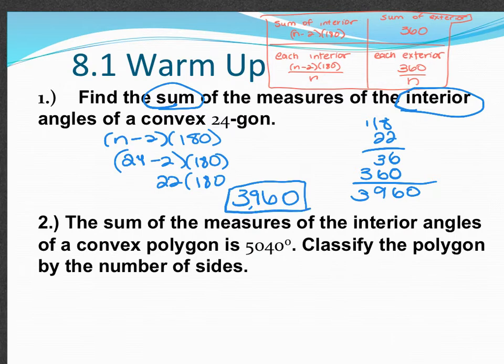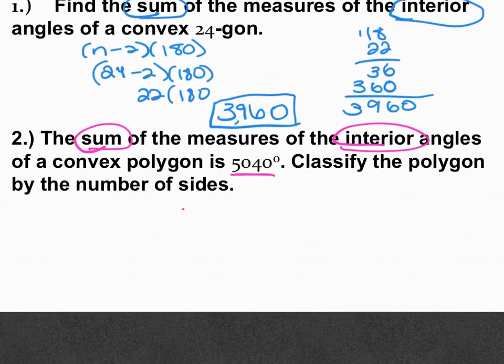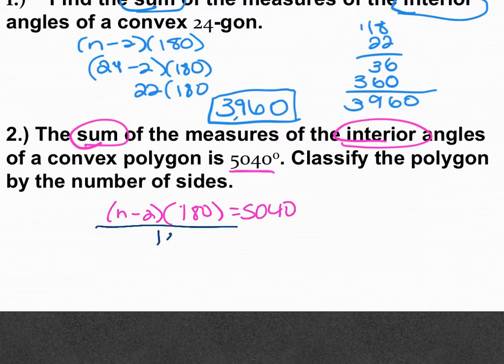Raise your hand if you got that one right. Okay, good. All right, then came the sum of the measures of the interior angles of a convex polygon is 5,040. So instead of giving you the number of sides and you finding the angle, it's giving you the angle, which means n minus 2 times 180 equals 5,040. I know this is going to go evenly because you can't have an n that's a decimal, so I'm going to divide first.